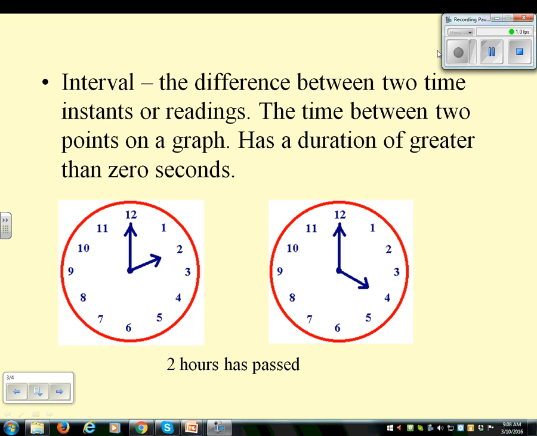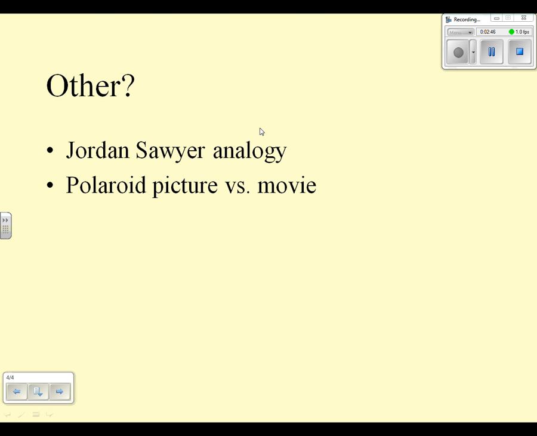I had one kid a long time ago, Jordan Sawyer now, see, you too can be famous. You too can be in notes. You say something really wise, maybe witty, maybe even profound, right? So I call this the Jordan Sawyer analogy. If he knew that I was using his name all these years later, he'd probably be pretty proud of himself.